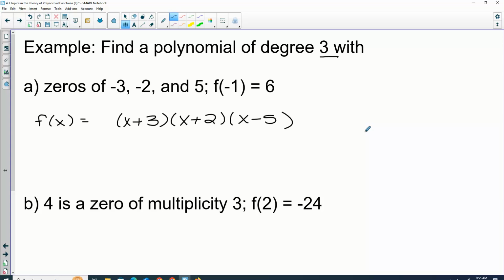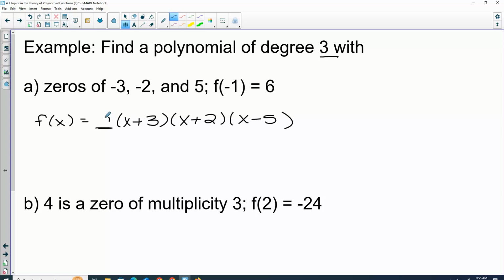We haven't seen one like that before. What that tells me is when my x is negative 1, y has to equal 6. I can't have any more x's in here because it's degree 3, I already have my 3 x's, but what we could have is some coefficient out in front. Could be a negative 5 or something out front. So we need to figure out what that number might be.